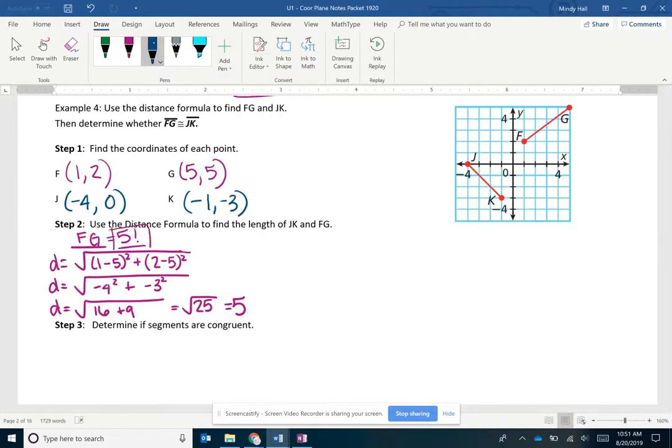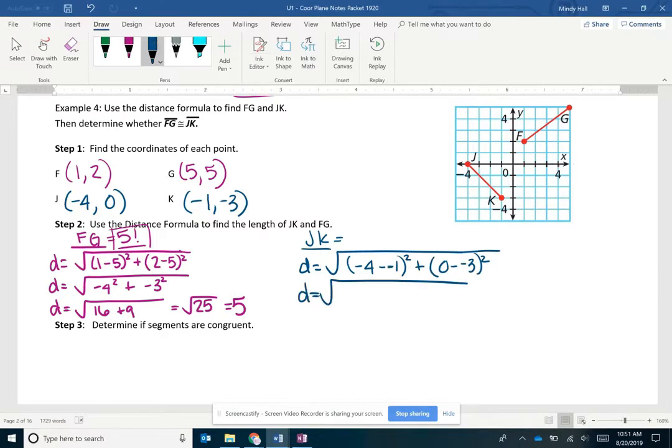So then, when we want to find JK, we're going to do the same thing. Let's hope it also equals 5. We have the distance is the square root, x value subtracted, -4 minus -1 squared, plus 0 minus negative 3 squared. So then, negative 4 minus negative 1 turns into a big fat positive. So negative 4 plus 1 is positive 3 squared. And then 0 minus negative 3 is again a big fat positive. So that becomes another 3 squared. So then we have the square root of 9 plus 9, which is the square root of 18.